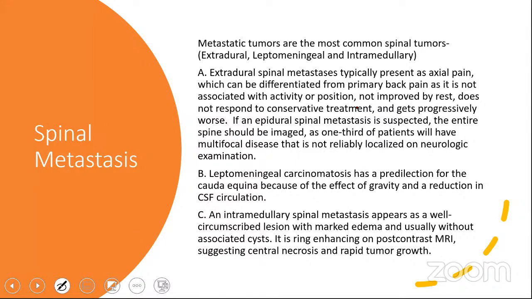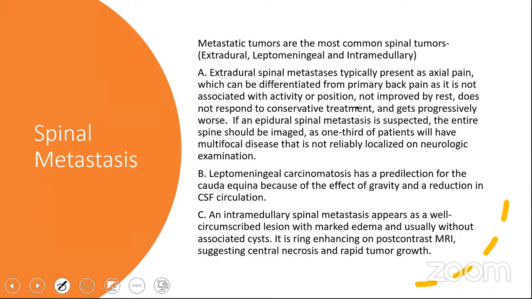The extradural spinal metastasis typically presents as axial pain and can be differentiated from the primary back pain as it is not associated with activity or position. It is not improved by rest, does not respond to conservative treatment, and gets progressively worse. If an epidural spinal metastasis is suspected, the entire spine should be imaged, as I said earlier, as 1/3 of the patients will have multifocal disease and is not reliably localized on neurological examination. So if you suspect this, you have to image the whole thing.